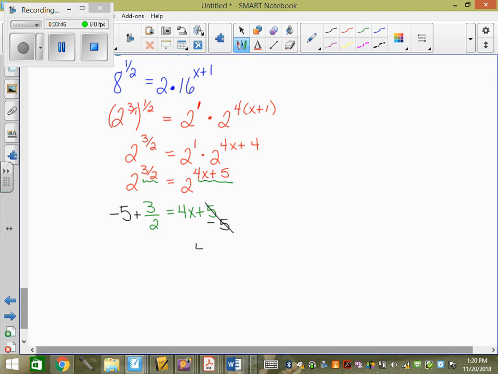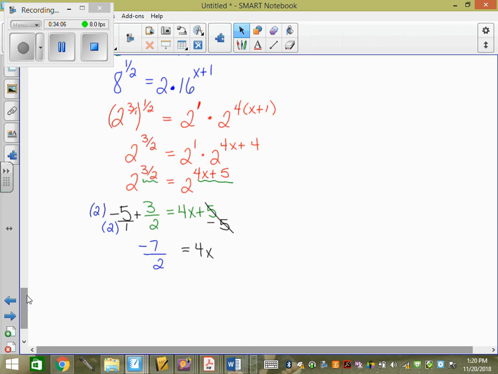So we have 4x equals. Guys, what do we have to do in order to put those together? This is good practice for proofs and verifying. Common denominator. Multiply by 2. So we get negative 10 plus 3, negative 7 over 2.